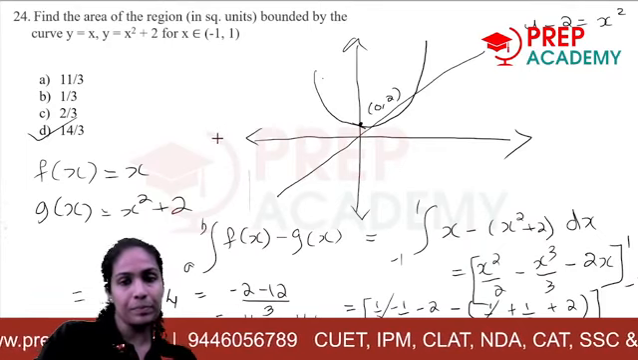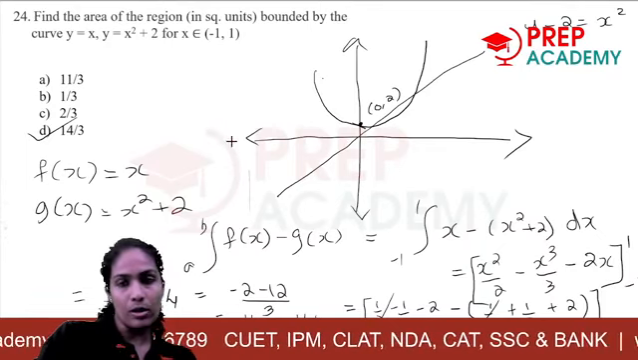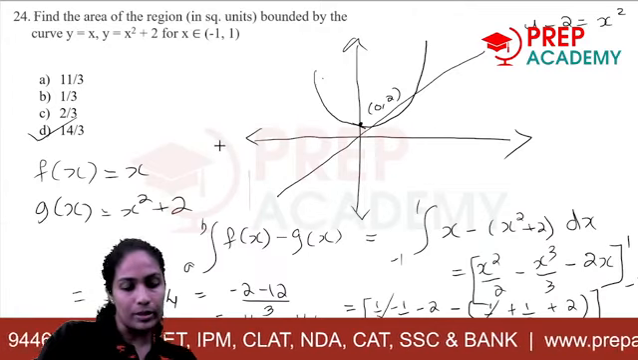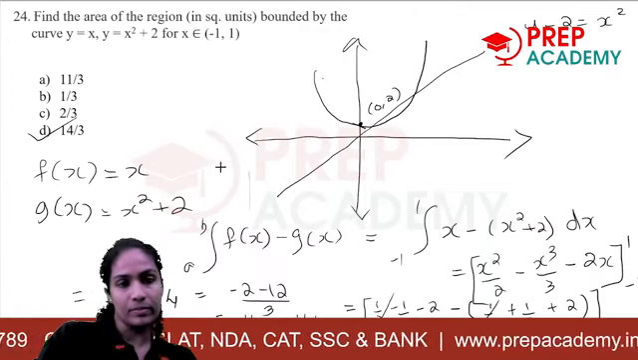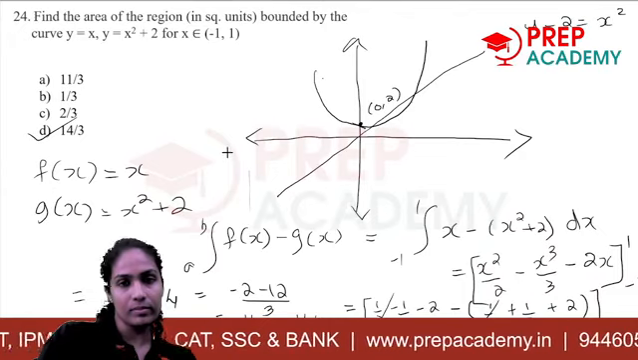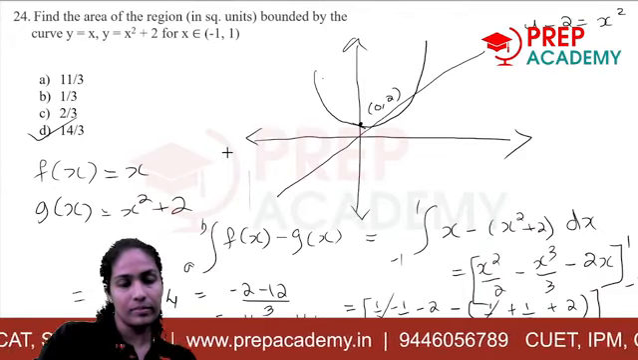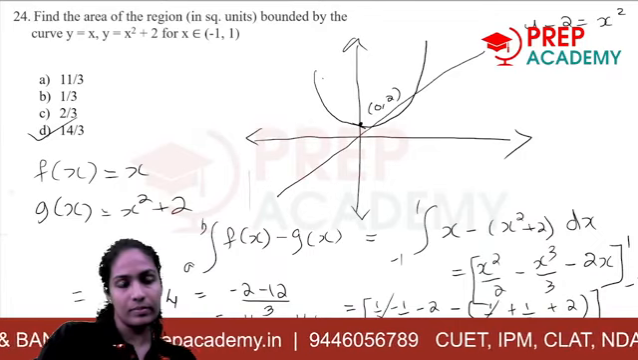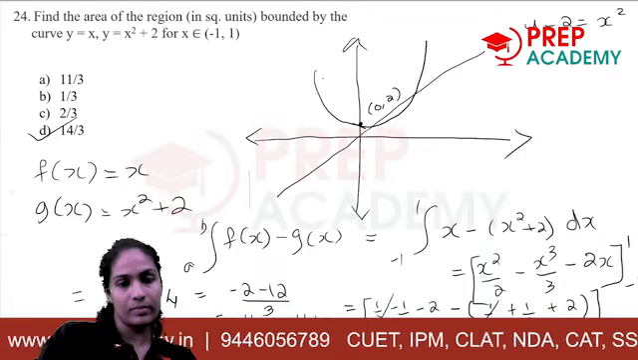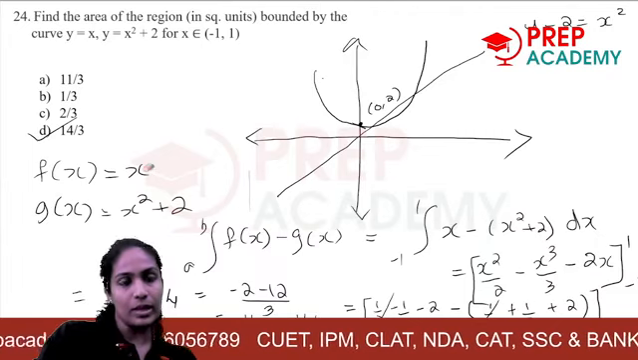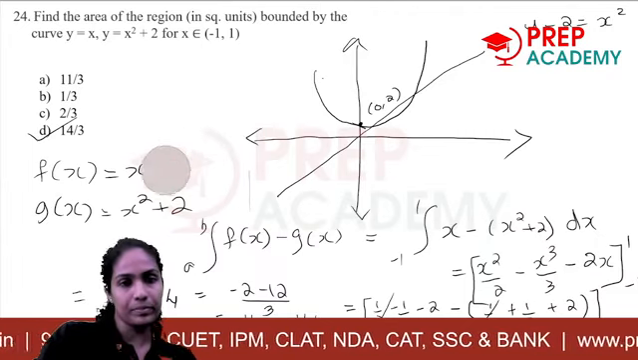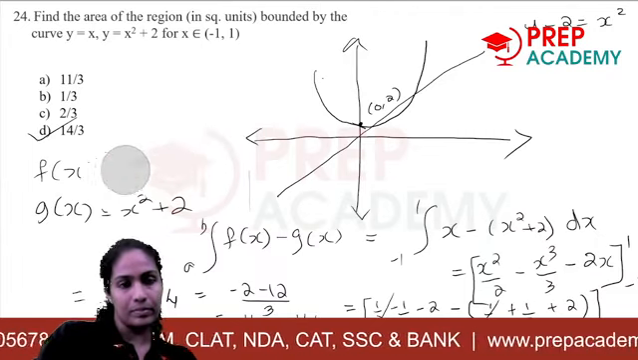First you have to apply the upper limit, after that you have to apply the lower limit. The correct option is option B, 14 by 3.